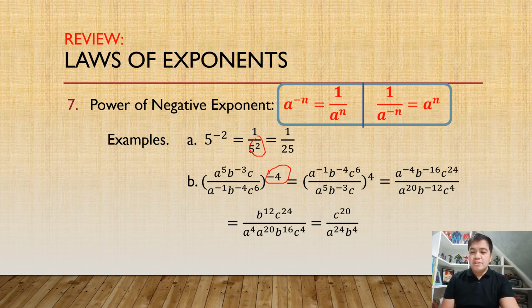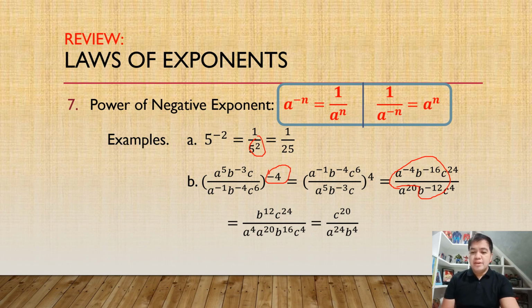Yung b to the negative 12 na to, umakyat na. Yan, lahat na sila positive. So, yung wala sa pwesto, lahat ng merong negative exponent. So, lahat ng mga yan ginawa lang positive exponent. Yung nasa taas, binaba. Yung nasa baba, inakyat. Okay, and then afterwards, sinimplify na.